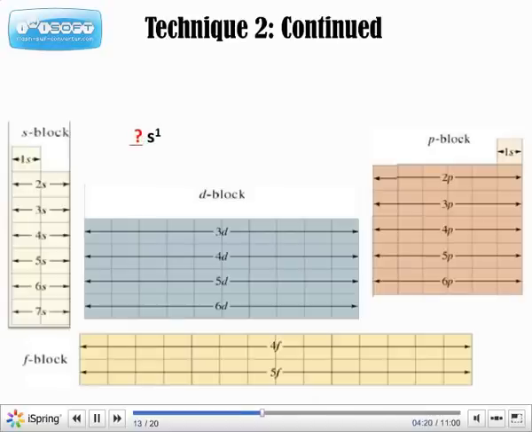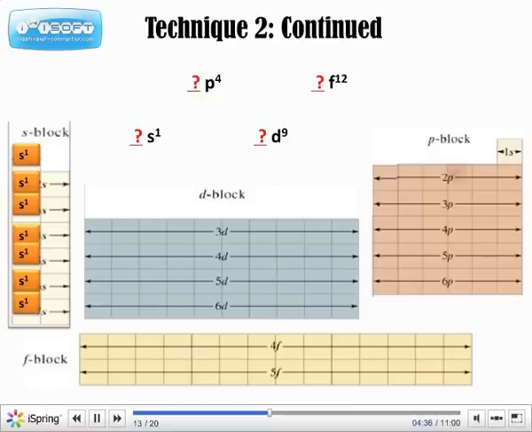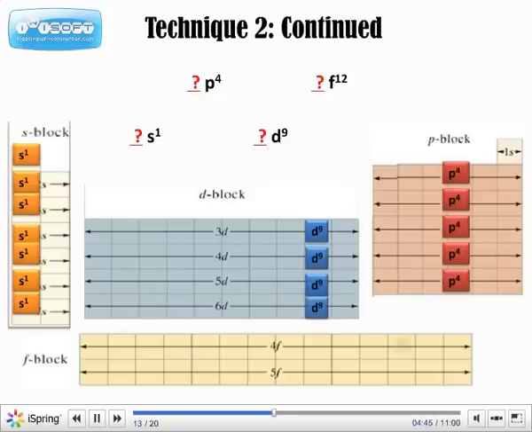Given the sublevel and its number of electrons, so far you can figure out which group column the element is in. Let's take S1, P4, D9, and F12 for examples. As you can see, the problem is there are many elements in the S1 column, P4 column, D9 column, or the F12 column.